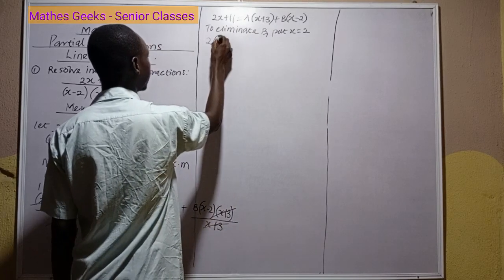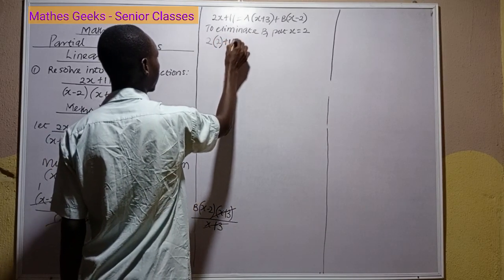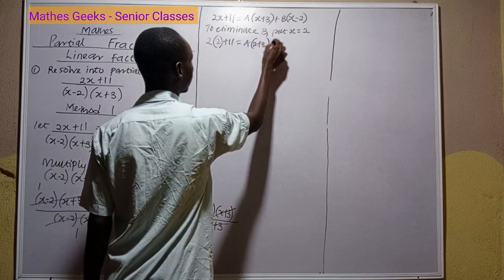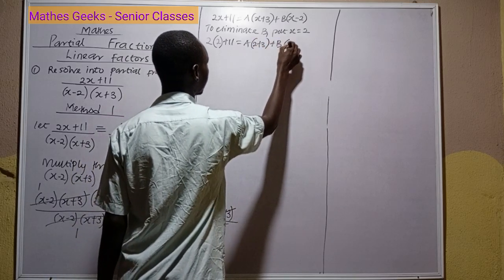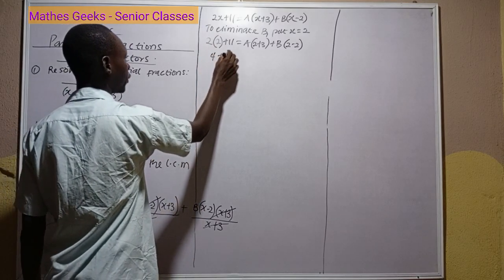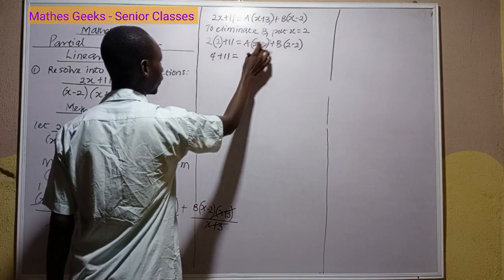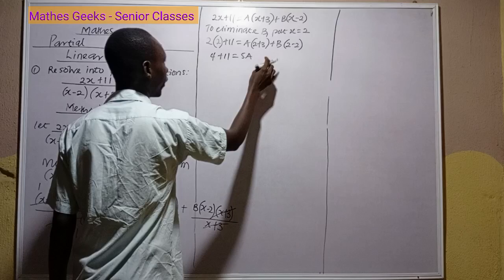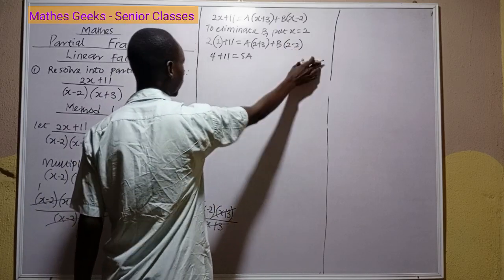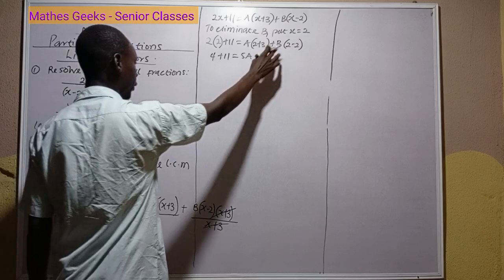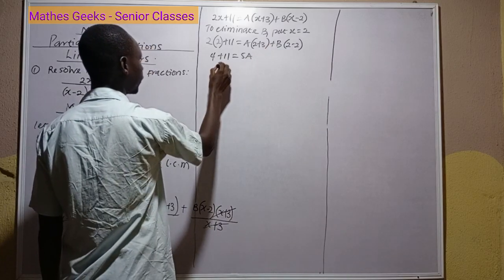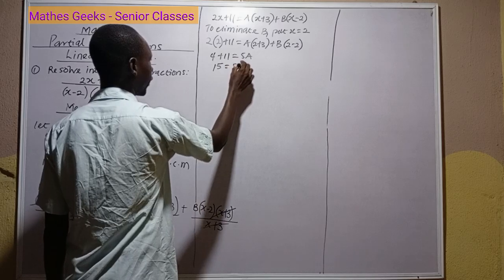So 2 times 2 plus 11 is equal to a times (2 plus 3) plus b times (2 minus 2). So 2 times 2 is 4, plus 11, and then on this side 2 plus 3 is 5, so 5a. Then on this side, 2 minus 2 is 0, and 0 times b is 0, so this part is 0. Since it's 0, you can ignore it. So 4 plus 11 is 15, and it's 5a.